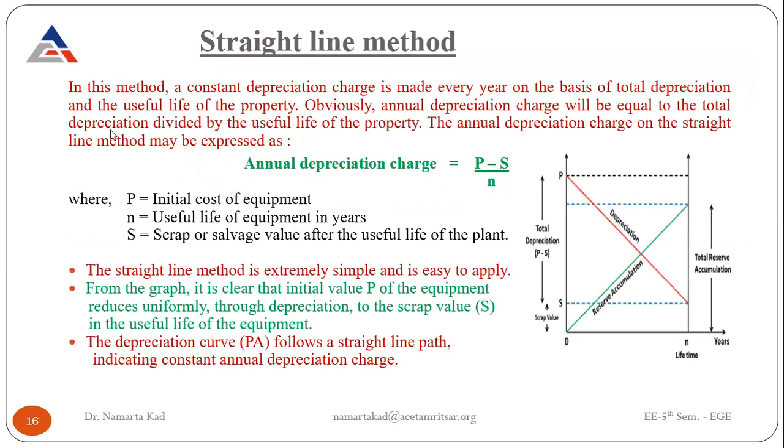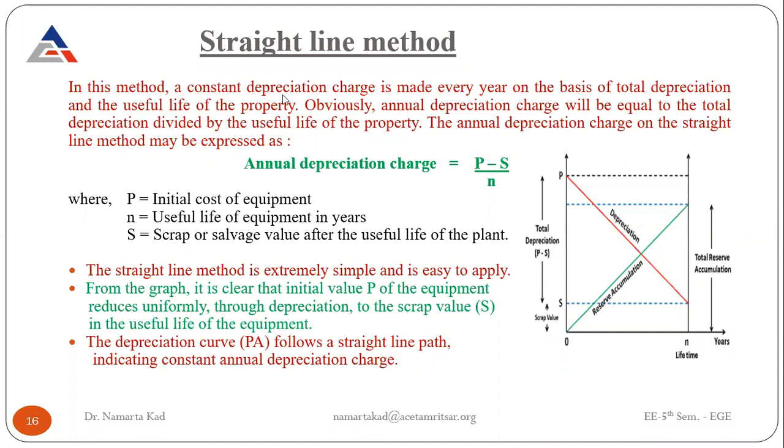Yes, for the straight line method, a constant depreciation charge is made every year on the basis of total depreciation and the useful life of the property. That means every year we keep aside some fixed constant amount, like 10,000 every year for any equipment. The annual depreciation charge will be equal to the total depreciation divided by the useful life.